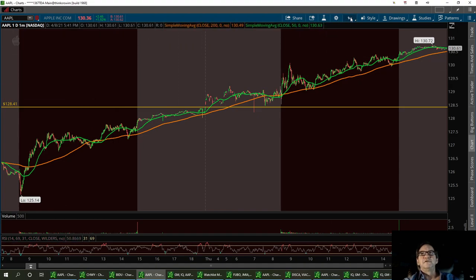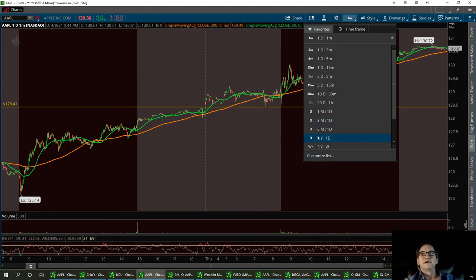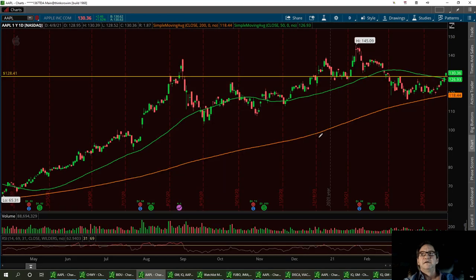So we're going to pull up the year's chart on Apple and just show you what kind of run we've had on this baby. And she broke past the 50, the 50-day moving average. So this is a big deal. I have a pivot point on the stock right around 128.41. It could be a lot lower, but we're way past that.